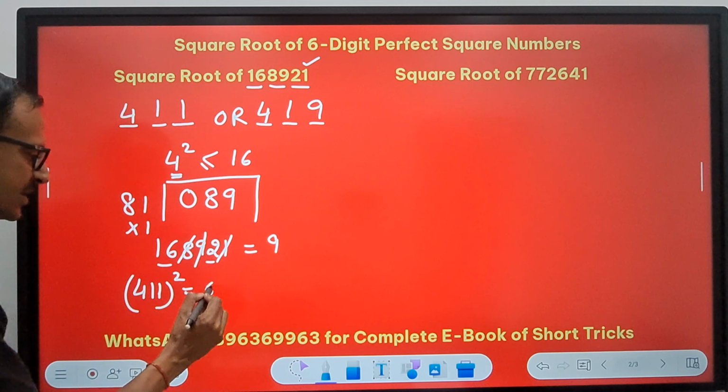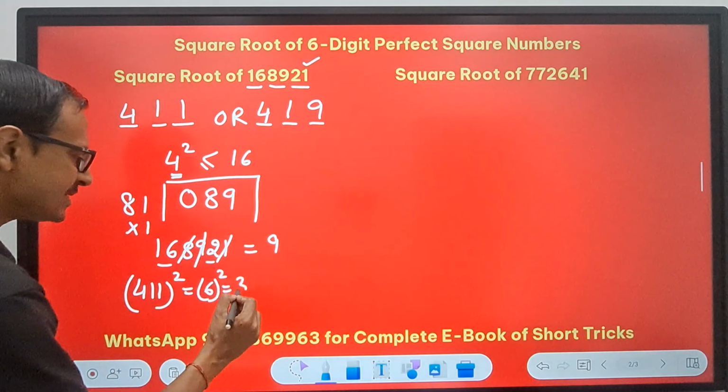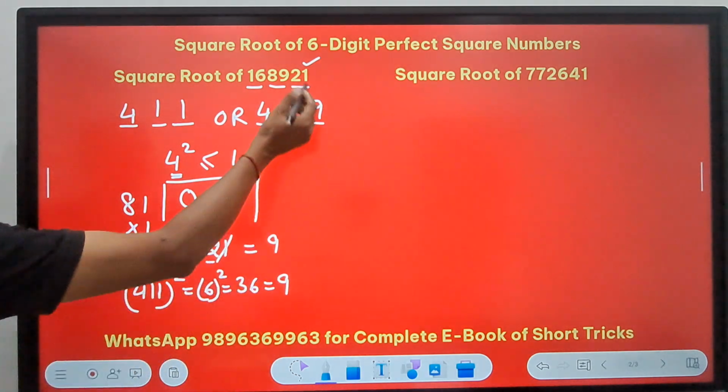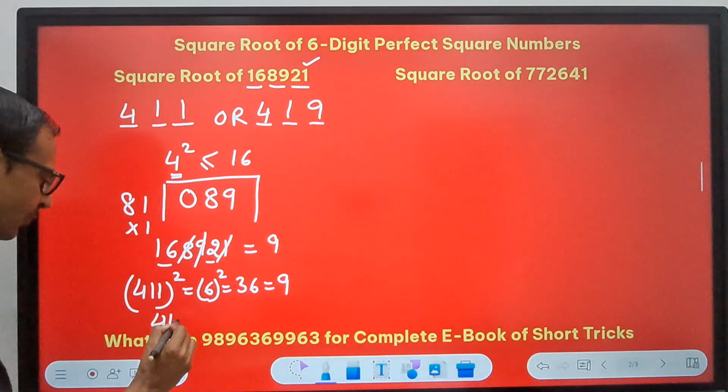411 is 6. So 6 square. 6 square is 36. And 36 is 3 plus 6, 9. Oh wow, I got the same answer. But let's check 419 also.